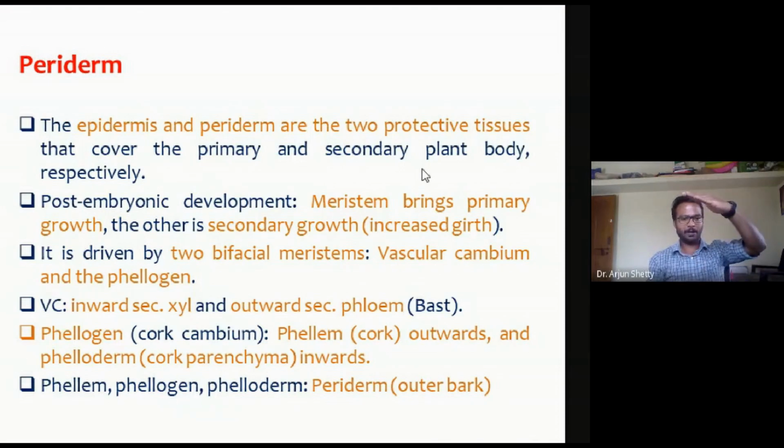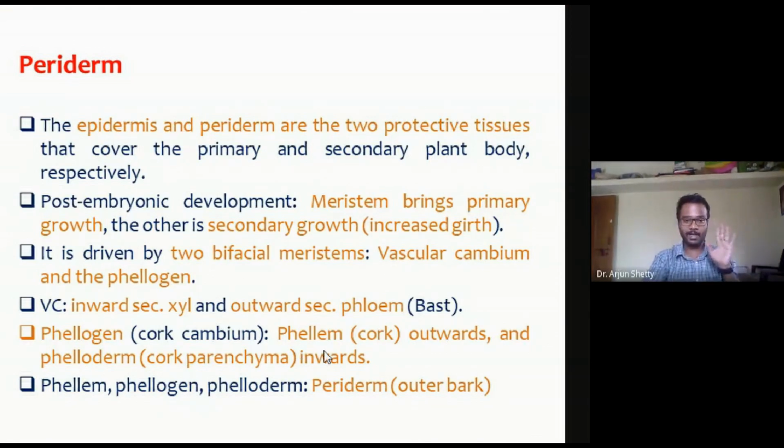Nothing but this cork cambium, above is cork, and next is cork parenchyma cell. So these 3 layers, and next we are going to see the 5 layers. Because of this particular big reason, we are going to see the increase in the thickness of a plant body. Overall, the phellum, phellogen, and phelloderm all together will be said as the periderm or the outer bark.